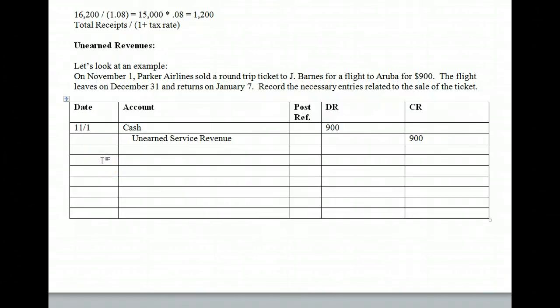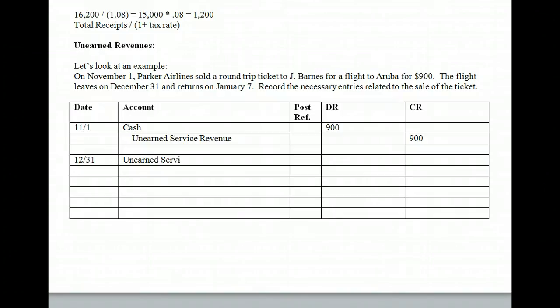Now, when can we recognize that? Well, it depends on the flights. You cannot recognize the revenue until you have physically provided the service to the client. Well, in this case, we've got a little different scenario. The flight took off on December 31st and returned on January 7th. So do we need to recognize any revenues on December 31st? Well, absolutely. We've performed half of the service. So in essence, we can record half of those unearned revenues.